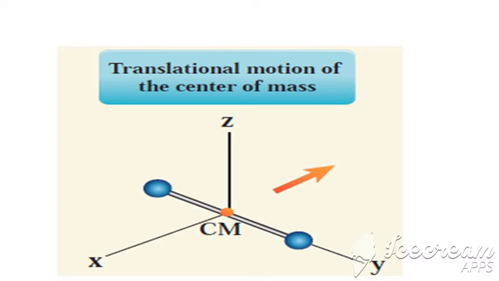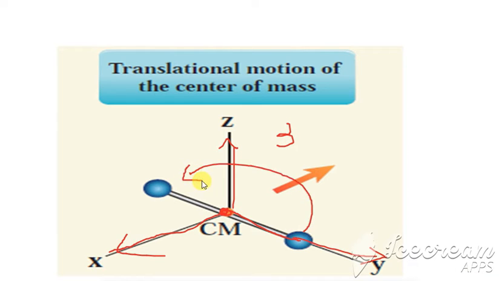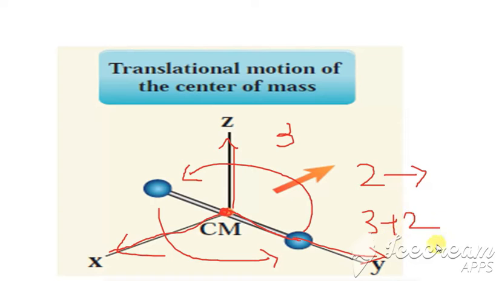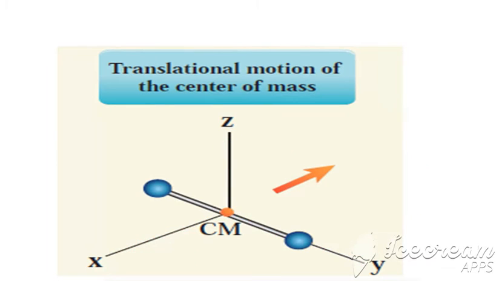This is the diagram for translational motion. This is at the center of mass. The center of mass can move in three directions, which are x, y and z. So it has 3 translational motions and 2 rotational motions, one from here to here and this place to this place. So it is 3 plus 2, which is equal to 5. This is for the normal temperature.